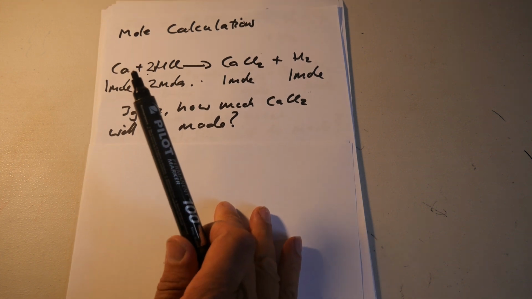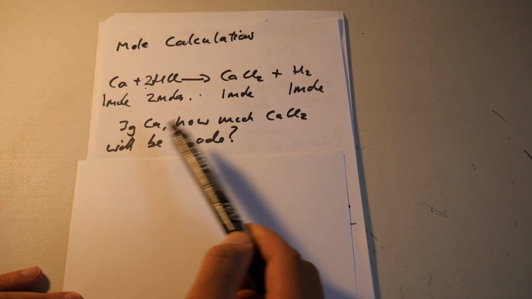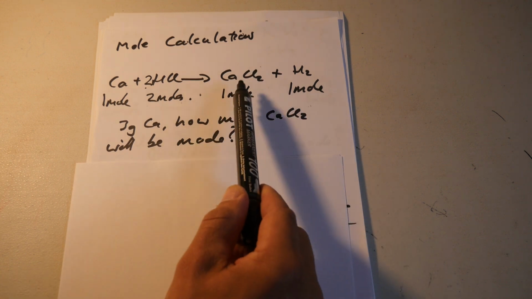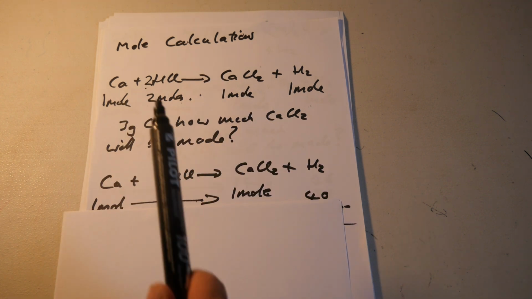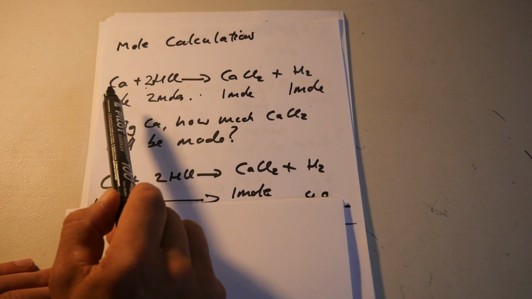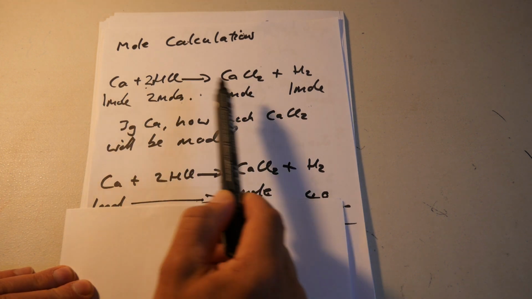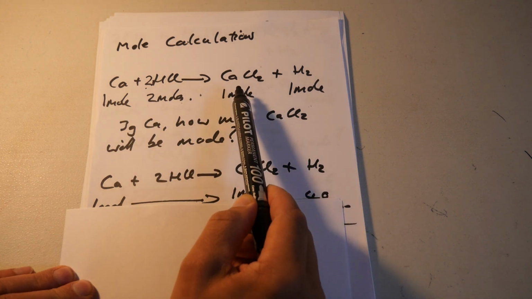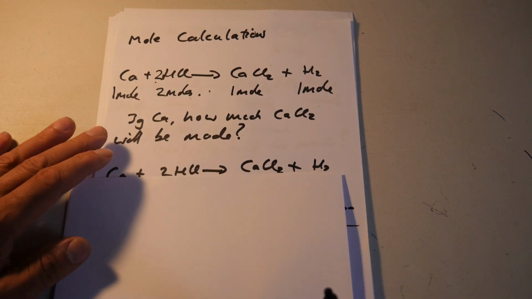Right, question we want to ask is, if you have 3 grams of calcium, how much calcium chloride will be made? Okay? So how much of that will be made from 3 grams of this? And it's not as simple as just saying 3 grams, because it's 1 mole to 1 mole, therefore 3 grams of calcium will make 3 grams of calcium chloride. That is not how it works, okay? Some people make that mistake.